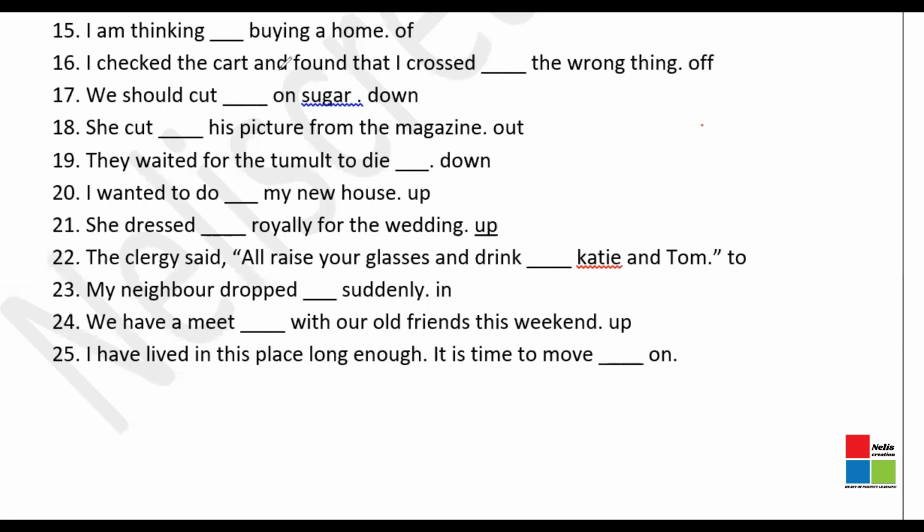I checked the cart and found that I crossed dash the wrong thing. Answer is crossed off. Check the cart when we are doing online shopping. Most of the time, we may make a mistake. So what we do is instead of buying something when we have already opted for it, we always tend to cross off the wrong thing. Like probably we wanted it, but somehow we crossed off, cancelled the wrong thing. So crossed off, and it is an OFF off.